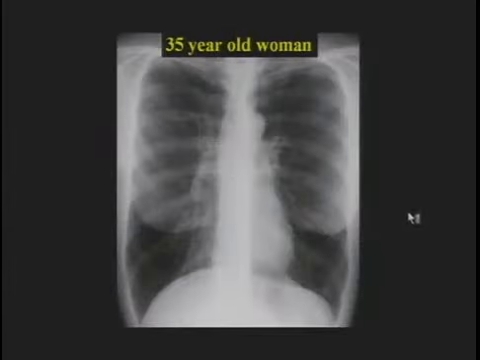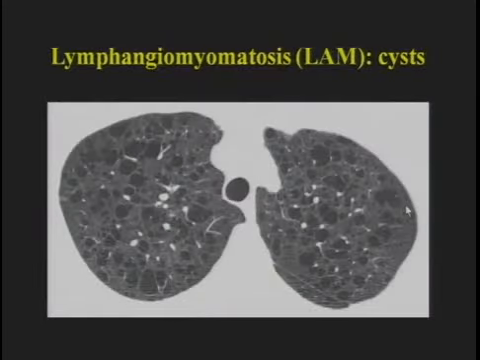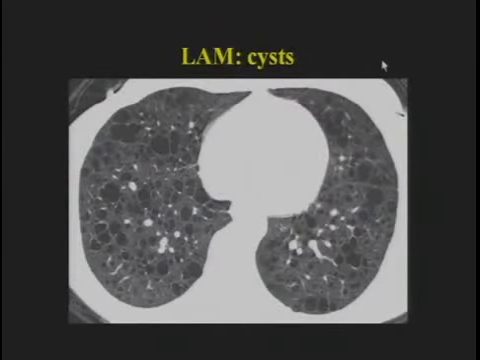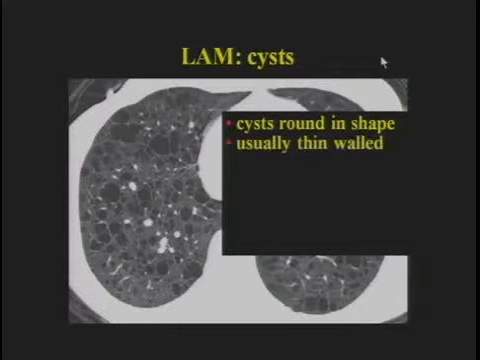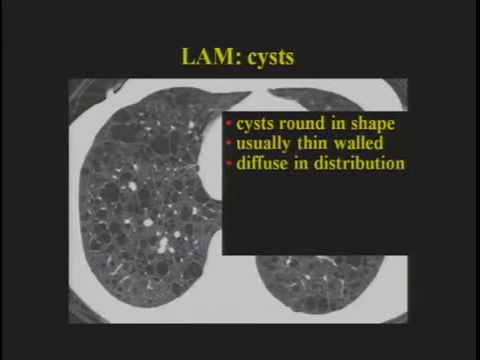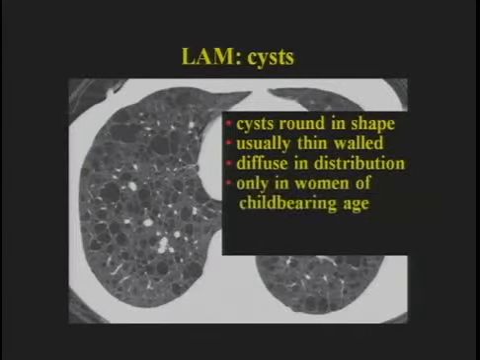35-year-old woman, lungs are large and lucent. This is a high-res CT seen through the upper lobes in this young woman. This is lymphangiomyomatosis, or LAM, with cysts. Lower lobes, cysts are just as big and just as numerous. So characteristic of cysts in LAM, they're round in shape, not irregular like histiocytosis. Usually thin-walled, as we see here. The wall's pretty thin. Diffuse in distribution, both upper and lower lobes.